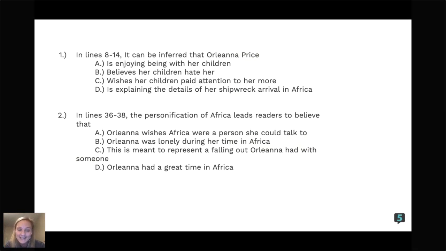I have already explained the use of diction in the passage at the very beginning, like she was washed up there with the riptide and the undertow. Those are all diction words. She wasn't actually on a ship. She didn't shipwreck in Africa, so this is not the right answer. So we are between B and C at this point.